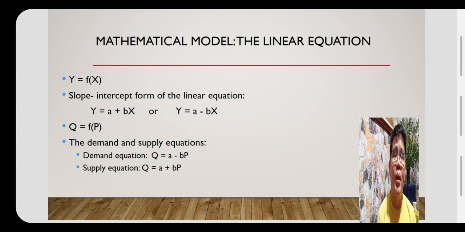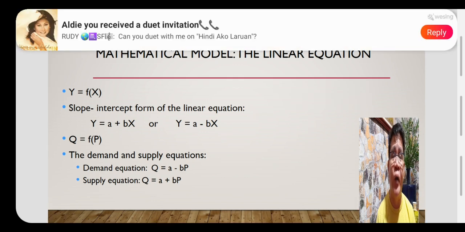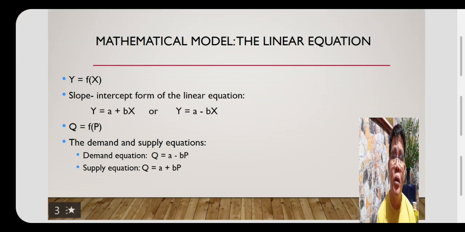That is to say, when the slope has an associated negative sign, it actually is indicating a kind of relationship which is inverse. Now, what is an inverse relationship? Inverse relationship is when the two variables are moving in the opposite direction. So that if x will increase, y will decrease. That is what we mean by inverse relationship.